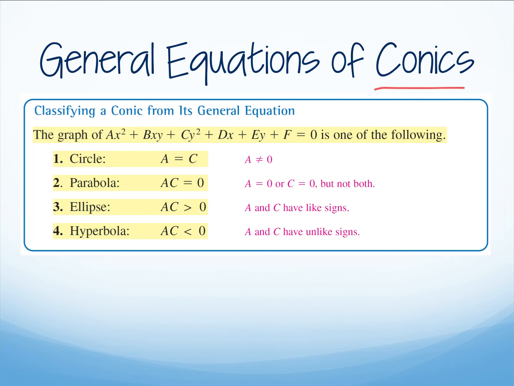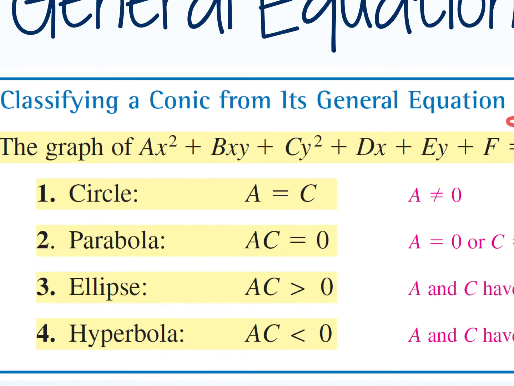When given to us in a basic standard form, so this is like a general standard form, not the standard form of a circle, we can tell if it's going to be a circle, parabola, or ellipse by looking at the coefficients of some of our terms here. So if the coefficient in front of the x squared and the y squared are the same thing, then it's going to be a circle. So if A equals C, we have a circle.